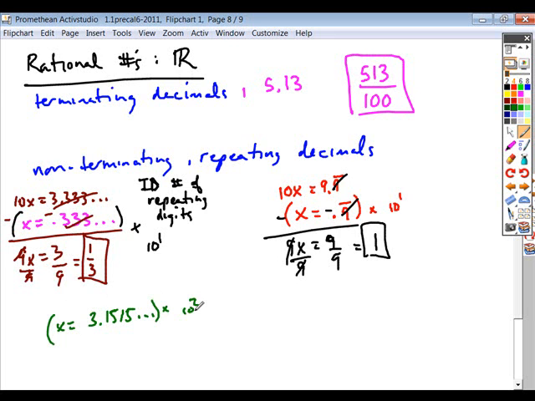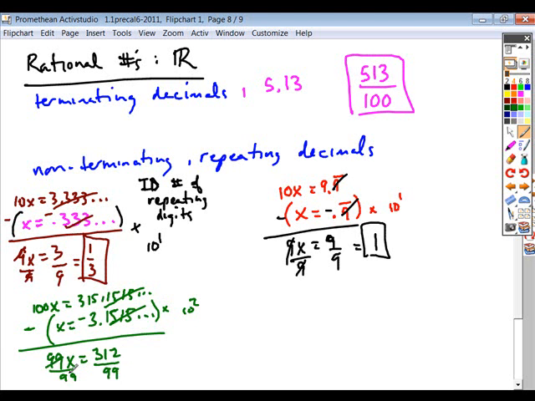10 squared is what value? 100. So we get 100x on the left. Move the decimal 2 places over. Again, you always just move it the number of digits that repeat. So we get 315.1515, and so on. Subtract both sides. We get 100x minus 1x is 99x. Here, the repeating portions are going to cancel each other out. We have 315 minus 3 leaves 312.